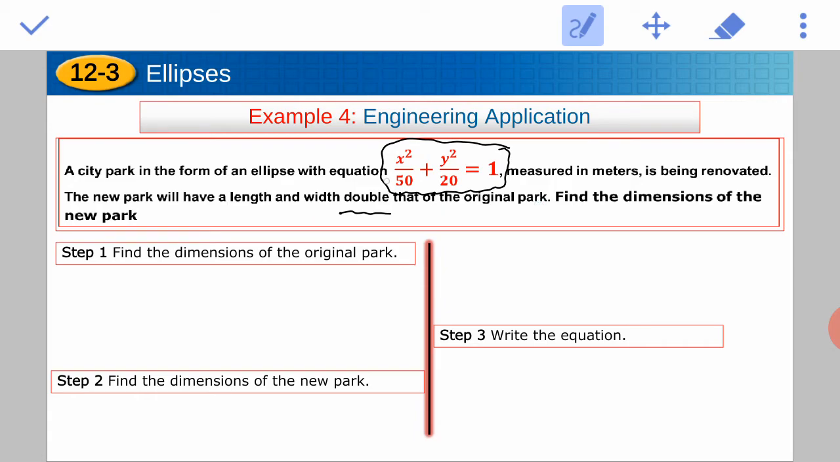Guys, remember that we have a major axis and a minor axis of any ellipse. When it says the length and width are doubled, it means the major and the minor axis dimensions are doubled. Find the dimensions. This is what we need. This is our mission: find the dimensions of the new park. We need to start with the original one, and get the basic characteristics, the value of A and the value of B of the original park.